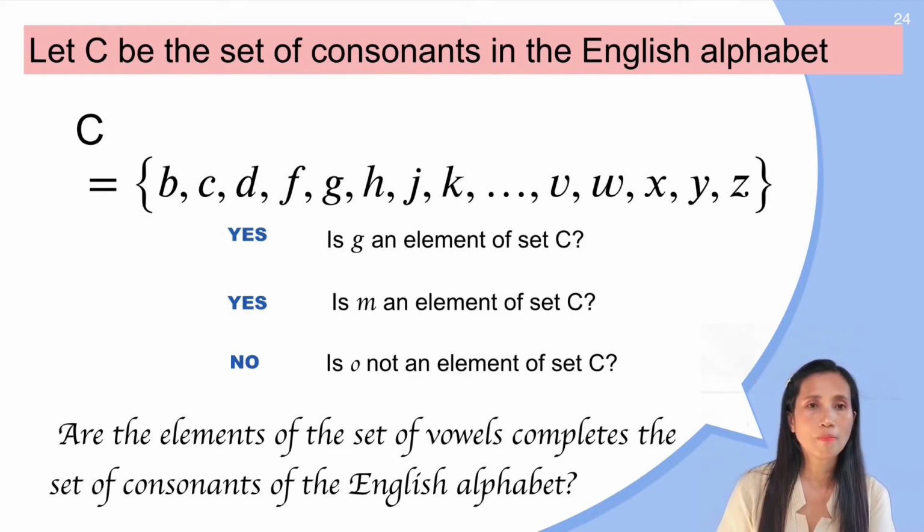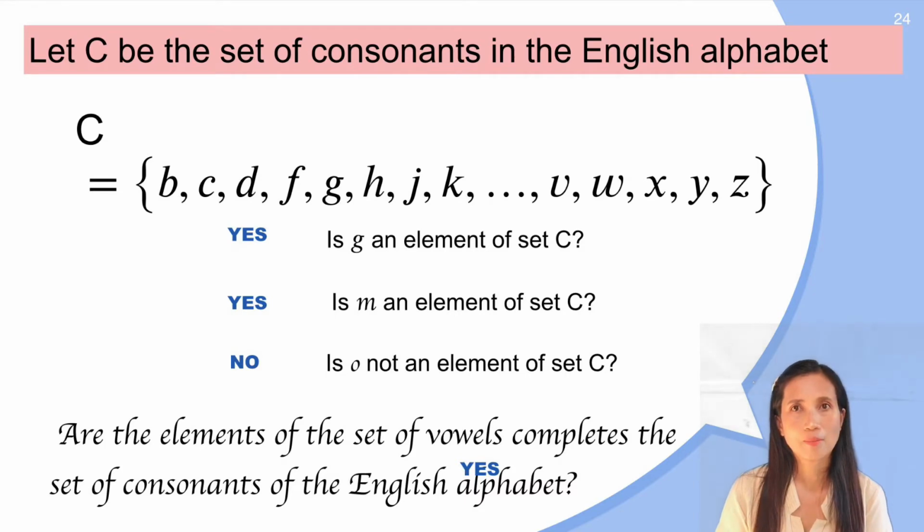If you are to combine the set of vowels and the set of consonants, it would be the set of the letters of the English alphabet. The answer is also yes, because the set of vowels of the English alphabet completes the set of the consonants of the English alphabet. So if you got 4 points, well and good. If not, then you can go over the examples.